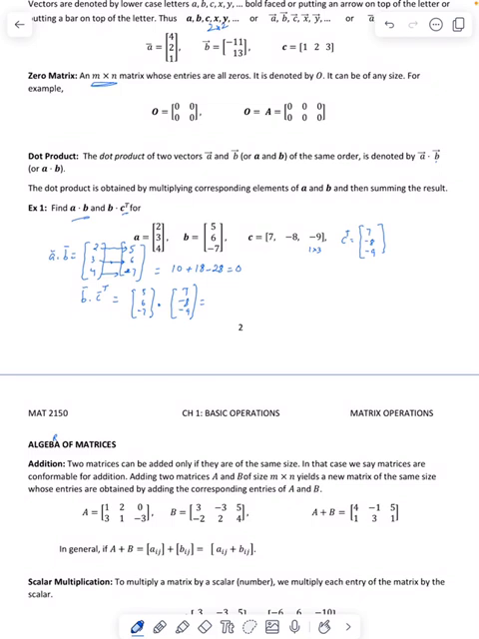So we get 5 times 7, 35. 6 times 8 is 48, so -48, plus -7 times -9, 63. So plus 63 gives us, if we add, 50. So we are getting a number.